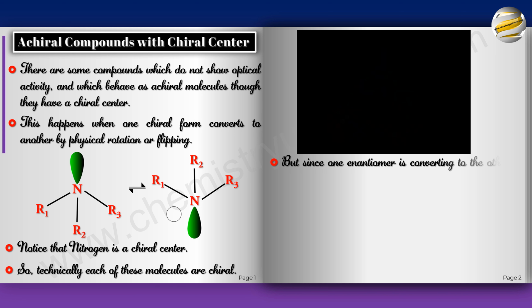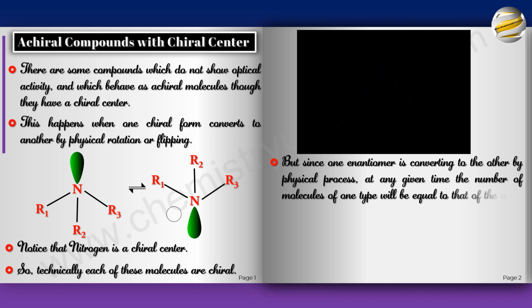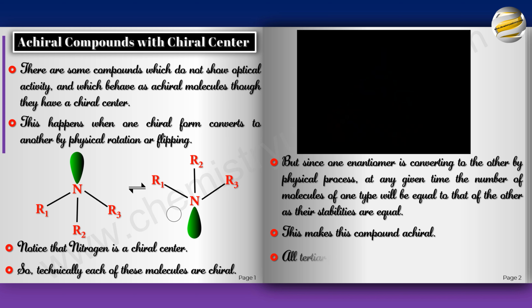But since one enantiomer is converting to the other by a physical process, at any given time, the number of molecules of one type will be equal to that of the other as the stabilities are equal. This makes this compound achiral. All tertiary amines with chiral nitrogen and the ability to flip will be achiral.